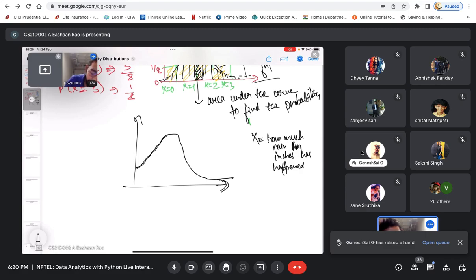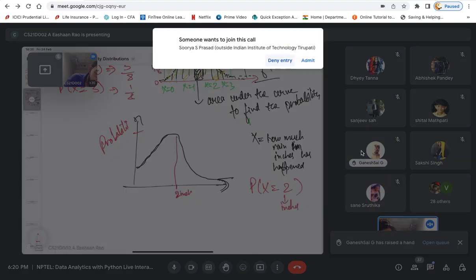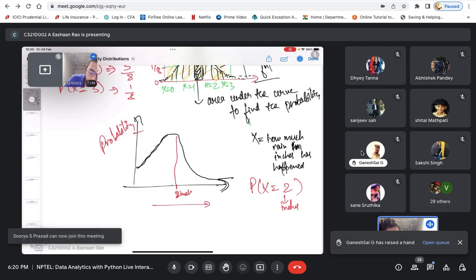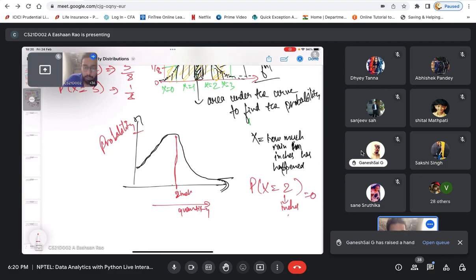So we got a certain graph like this. Now if you want to extract the probability that x is equal to 2, that is 2 inches of rain, it may be here, where 2 inches of rain is happening, and here some probability of that event is given, and here the quantity of water which has rained. Now if you try to find it, the answer you will get directly is 0, because it's a continuous variable.